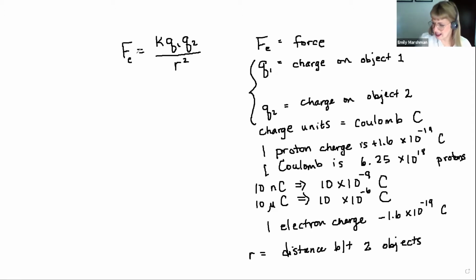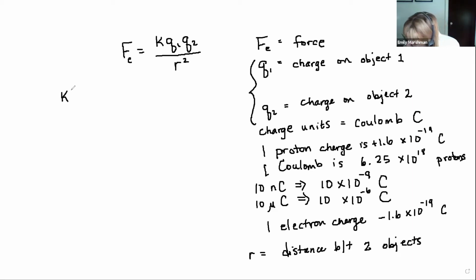Oh, by the way, and k. What is k? k is a proportionality constant. Okay. So if I plot the force as a function of the charge and the distance between them, this little k is like the slope of that line. Okay, it's just a proportionality constant, and we call it the electric constant.